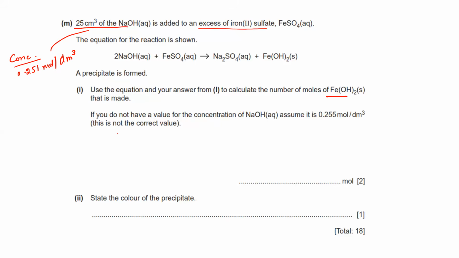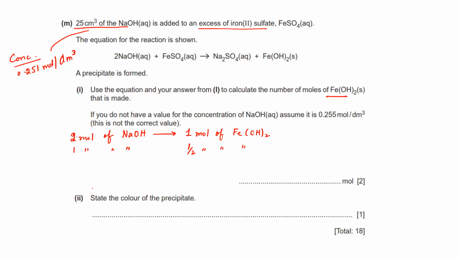So from the equation, we can see that 2 moles of NaOH give 1 mole of iron hydroxide. So 1 mole of hydroxide will give you half mole of iron hydroxide.